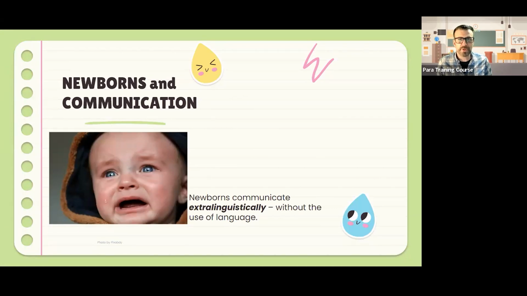Can newborns communicate? I'm sure anyone watching this would say yes, right? But they communicate extra-linguistically, that is, outside of the use of language. So they use cries, they use movements, these kinds of things. They throw something they don't want or grasp at something they do want. So it is communication, but without the aid of any kind of regularized, formalized system.